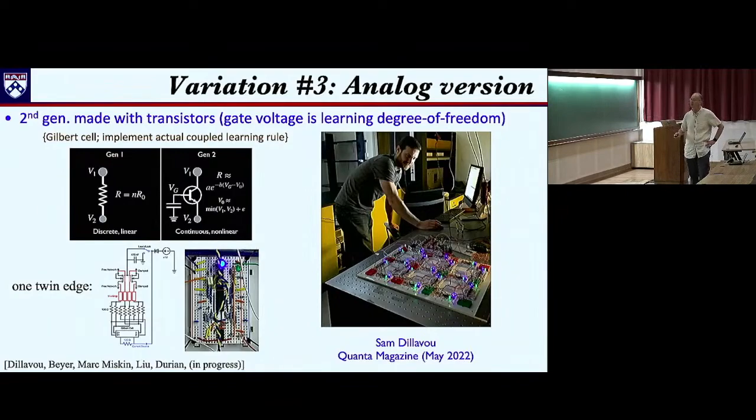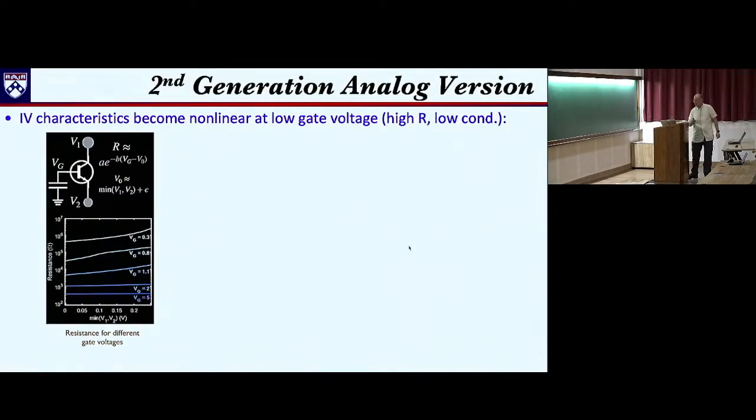To do this, we teamed up with Mark Miskin, who is an electrical engineer and is expert in these things. But Sam still is the guy with the boots on the ground, and he made it all work, and here's sort of an earlier version of it. Let's see what that can do. Well, it can do more, as I'll show you, and it can do more because the IV characteristics are not ohmic. It's a little bit nonlinear.